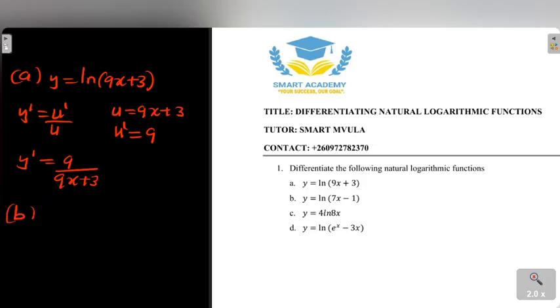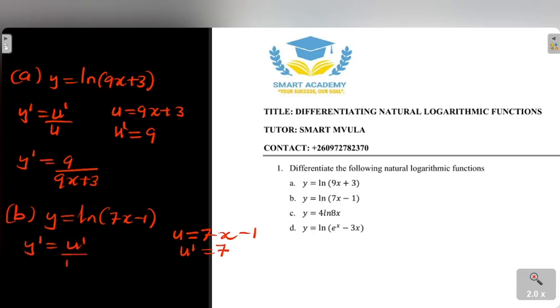Then we have part (b), y equals natural log of open brackets, 7x minus 1. So how do you differentiate this function? Like I said, we're going to let u be whatever we have inside the brackets. So u will be equal to 7x minus 1. Then u prime will be equal to 7. Then we're going to say y prime will be equal to u prime over u.